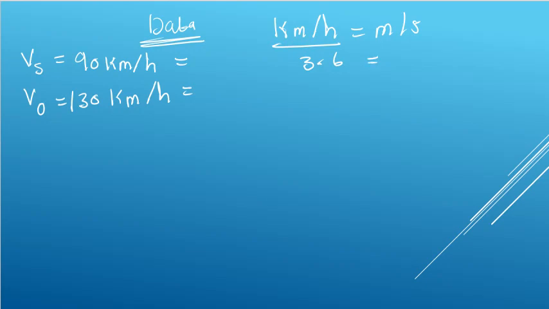So in this case we have 90. So 90 divided by 3.6, we're going to get 25. So this is 25 meters per second. 130 divided by 3.6, of course, this is going to be 36.